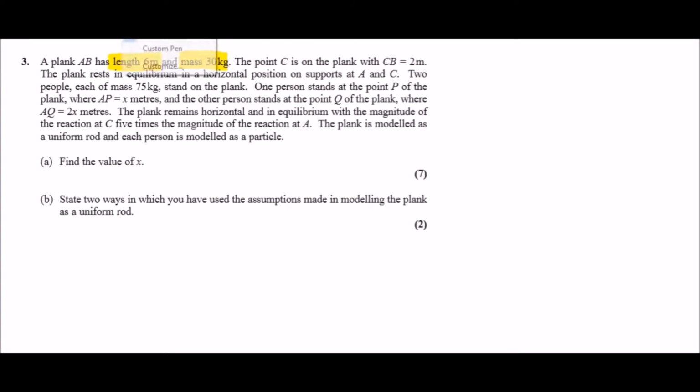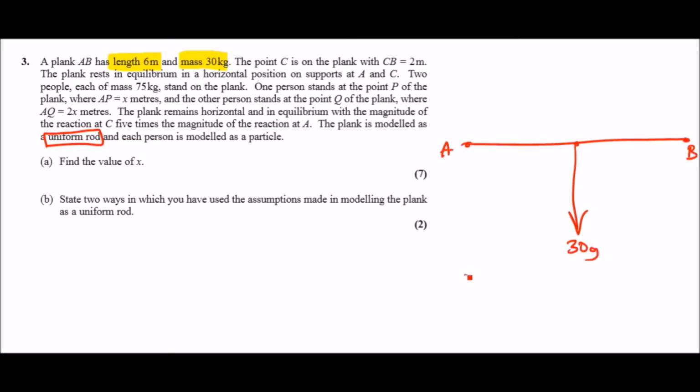So let's assume the plank looks a bit like this, just a long one. We'll call this A and B. We know that it's 6 meters long, and do we know it's uniform? Yes, the plank is modeled as a uniform rod, so it is. This means that the center of mass is bang in the middle, and it's of course a mass of 30 kg, so 30 g, at a distance of 3 meters away from A and B.